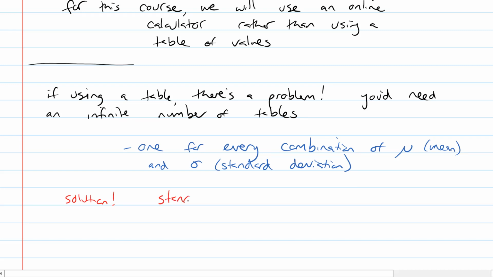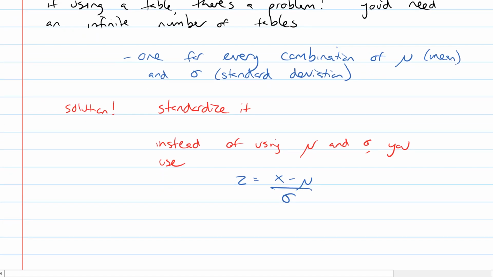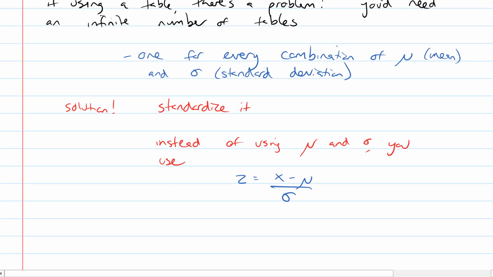You standardize it. Instead of using mu and sigma, you use z is equal to x minus mu over sigma. That's our z-score that we looked at earlier in, I guess it was chapter 2. This is the z-score.